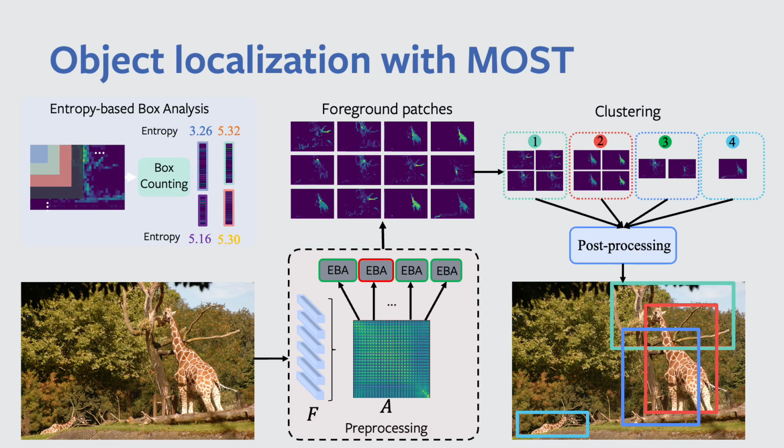Given an image, we extract features from a self-supervised transformer trained using DINO. Next, we compute a similarity matrix and perform an entropy-based box analysis step. This step identifies tokens which potentially lie on foreground objects. Next, a clustering step is performed to group highly redundant spatially proximal tokens. A connected component-based post-processing step is performed within each cluster to get bounding boxes around foreground regions.